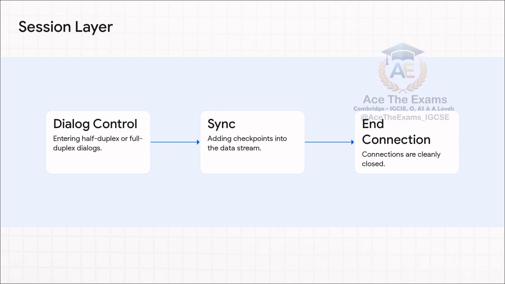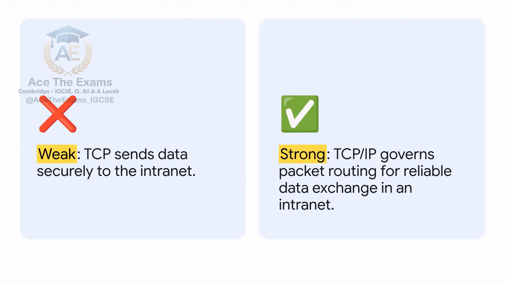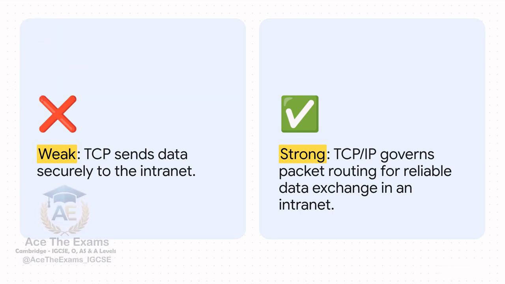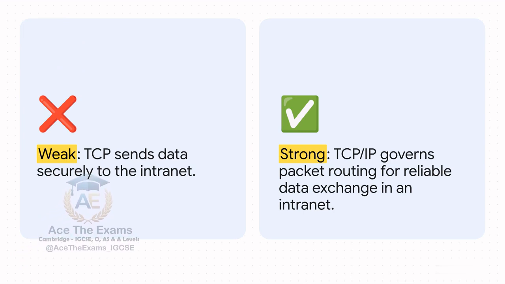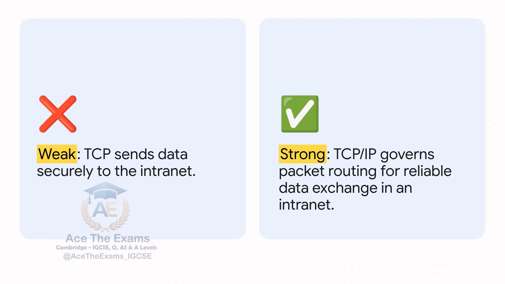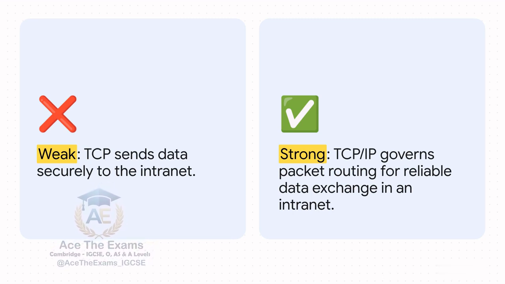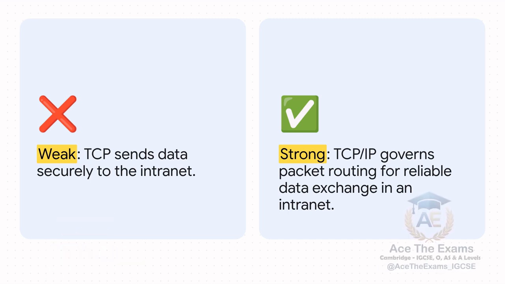Let's move to part 4, Examiner Feedback Upgrade. Let's build that perfect answer. Okay, so let's see how your mental attempt actually stacks up against the required mark scheme. There is a stark contrast between a weak generic guess and a high-level answer that applies specific scenario constraints. A weak answer might just say, "TCP sends data securely to the internet." Again, that gets 0 marks. But a top-tier answer says, "TCP/IP governs packet routing for reliable, error-free data exchange within the specific intranet constraints." Do you see the difference? It hits the mechanism, the consequence, and the specific scenario all in one perfectly fluid technical sentence.